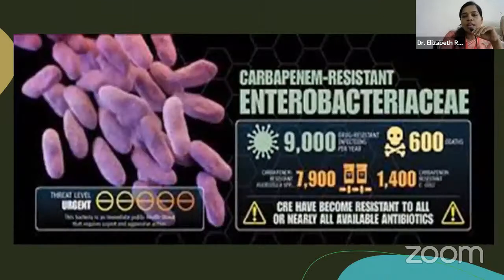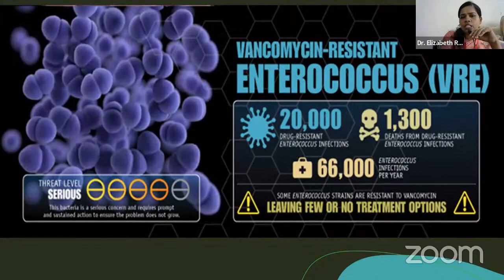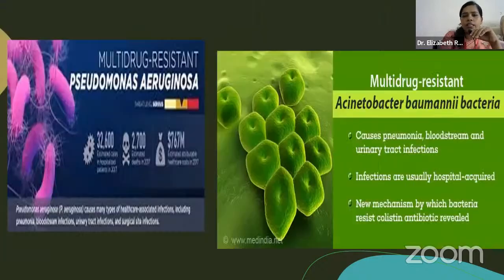And apart from that, carbapenem-resistant Enterobacteria is another problem. It is also causing major problems and causing death nowadays. And vancomycin-resistant Enterococcus is responsible for around 1,300 deaths every year, and people are still struggling to get rid of it.